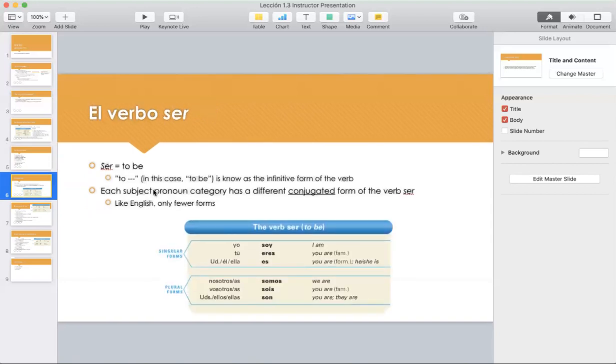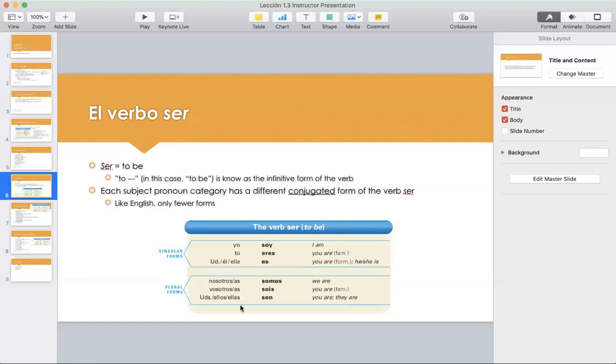Now let's look at el verbo ser, which is the verb to be. Right now, we're just introducing the verbo ser. But in Spanish, we actually have two different verbs to be: el verbo ser y el verbo estar. They both mean to be, but they are used in different situations. So right now, we're just looking at the verbo ser, getting familiar with it. It means to be. Ser is the infinitive form of the verb, meaning that it's not conjugated.